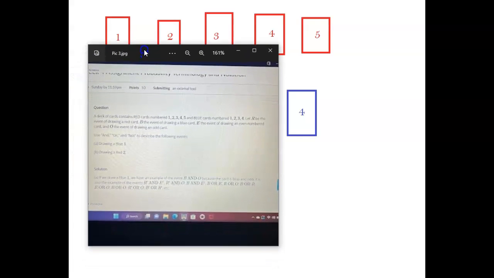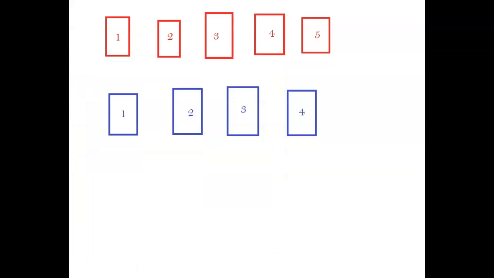So I'm going to start with this question here. I think it's a little difficult to read the screenshot, but it says a deck of cards contains red cards numbered 1, 2, 3, 4, 5, and blue cards 1, 2, 3, 4. So R is the event of drawing a red card. That's what they say.